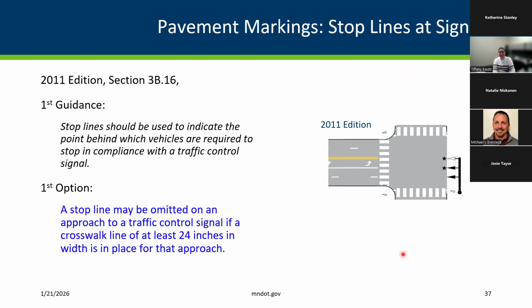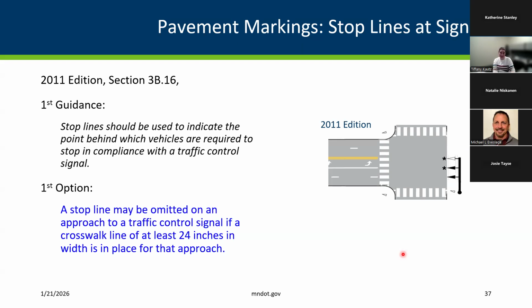Next, let's talk about some stop lines at signals. I like to say stop lines are coming to a signal near you. We have the guidance statement that is not new: stop lines should be used to indicate the point behind which vehicles are required to stop in compliance with a traffic control signal. This has appeared in the previous MUTCD. It appears in the current MUTCD.